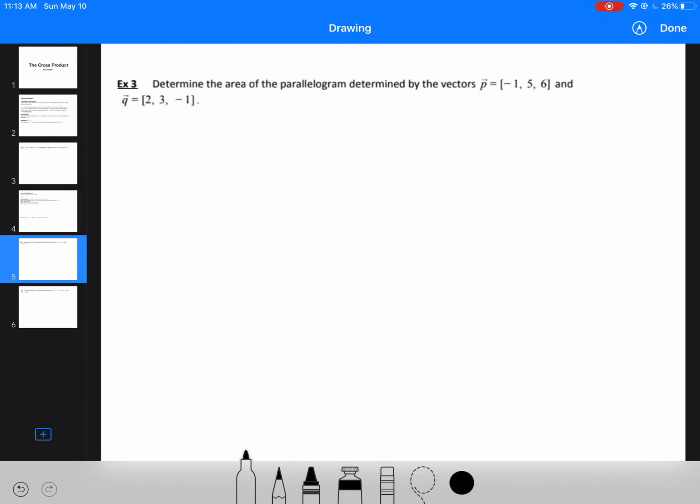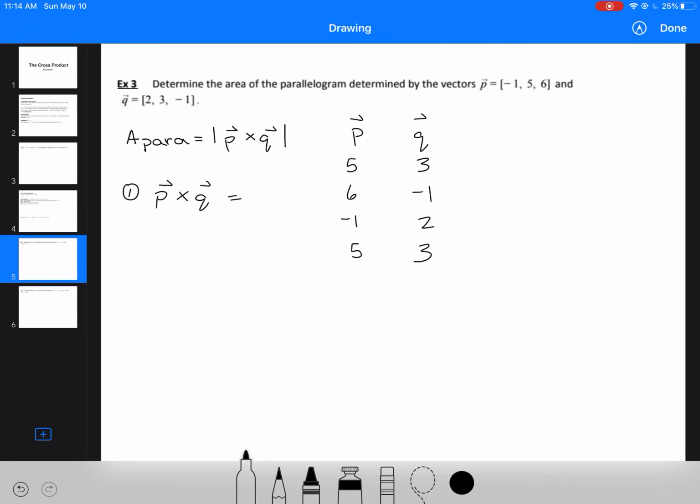So the area of the parallelogram is going to be the magnitude of the vector P cross Q. So the first thing that you need to do is find out what the vector P cross Q actually is. So let's start. I'm going to write out P, starting with the second coordinate, third coordinate, first coordinate, second, and Q. And I'm going to get 3, -1, 2, and then 3.